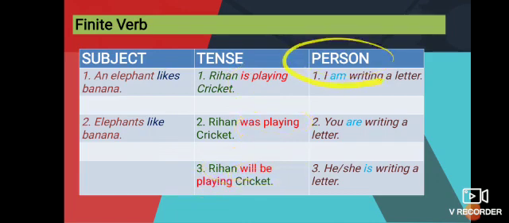Now, with a change in person, that is first person, I am writing. Second person, you are writing. Third person, he or she is writing a letter. So these are the finite verbs that keep on changing with the change in subject, tense and person. That also you can say noun, number, tense and even person.